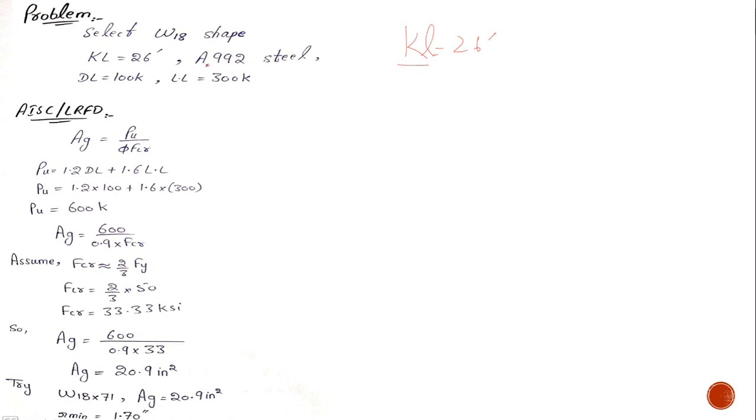Okay, the A992 steel is used, so you should know that Fy should be 50 ksi. If it was A36, then it would have been 36 ksi. Dead load is given. Obviously, the column is subjected to dead and live load, so it's given.